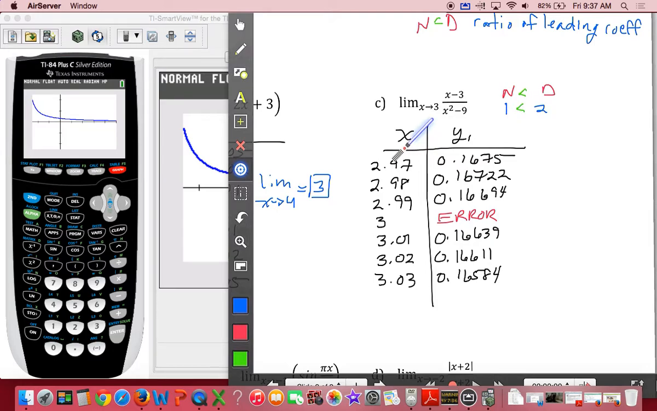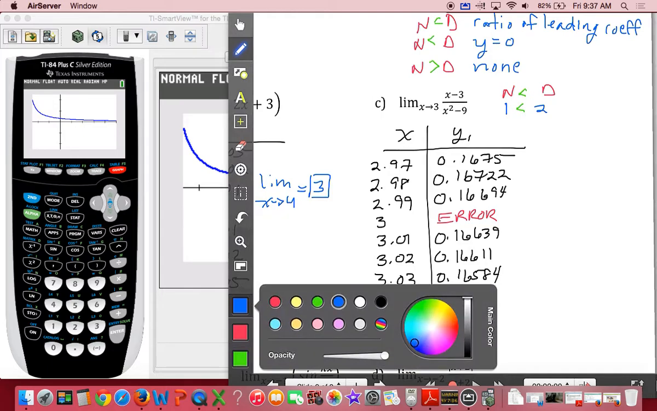Well, that didn't happen here. Instead, the numerator degree was less than the denominator degree. And so in this case, we get y equals 0. And so that's why our limit is 0. That's why we're approaching 0. And then finally, if you have the numerator degree greater than the denominator degree, then you have no horizontal asymptote.